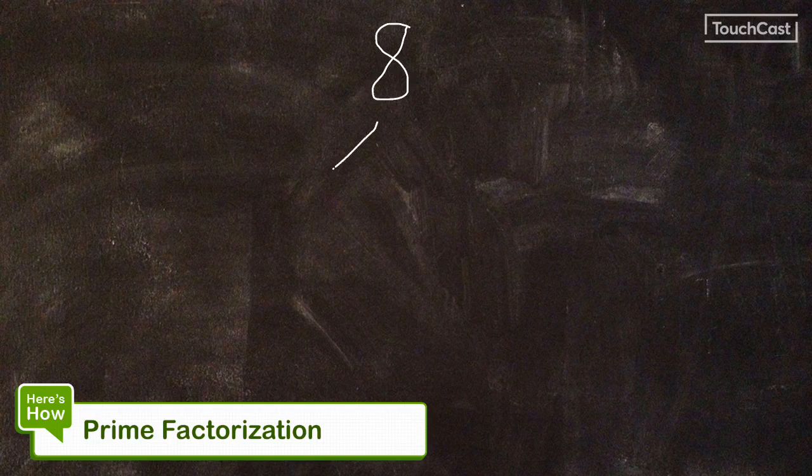So I'm going to just start with 2 factors. So I'm thinking, what 2 numbers can I multiply to get 8? And I'm thinking 2 and 4 because 2 times 4 is 8. Now, 2 is already a prime number, so I'm just going to leave that one alone, but 4 is not prime. So in prime factorization, I'm going to continue to break numbers down until I have all prime numbers.